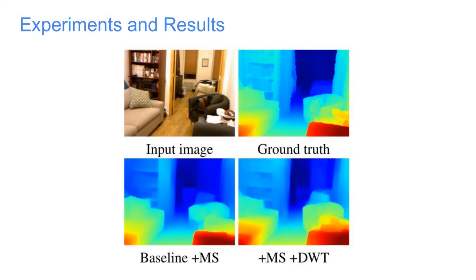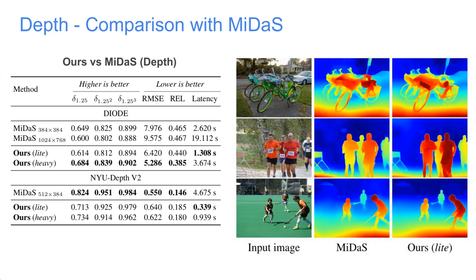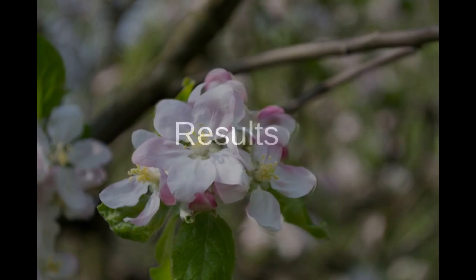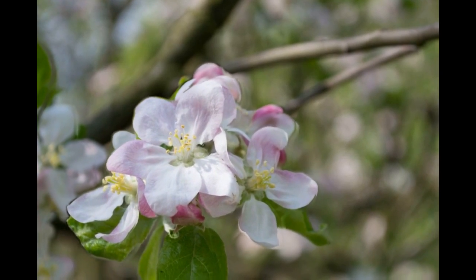Now we can see some results. Depth maps generated by our method have better sharpness compared to a baseline without wavelets. When comparing our model with MiDaS, our network was able to surpass the teacher model on the DIODE dataset, considering high-resolution predictions. It is important to notice that our light model is more than 14 times faster than MiDaS on CPU, considering high-resolution images. Now, we show some qualitative results from our method by simulating a camera movement.